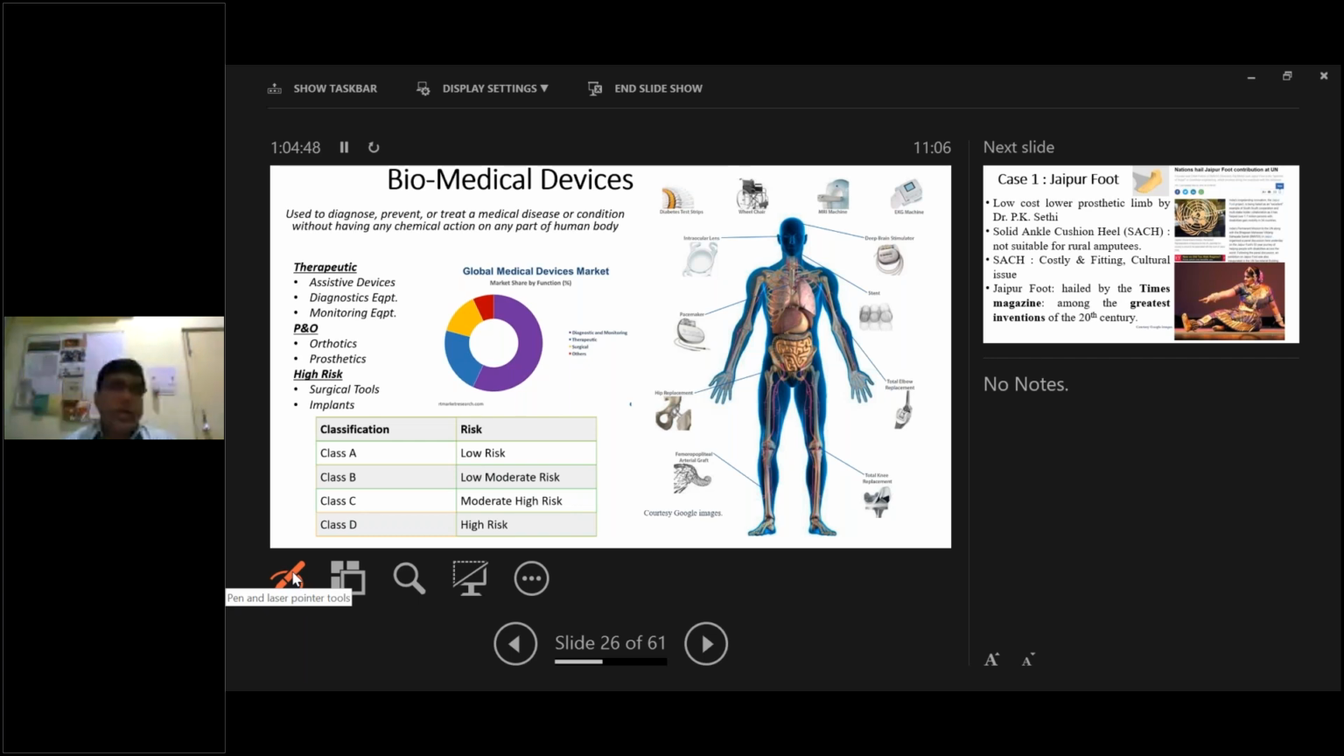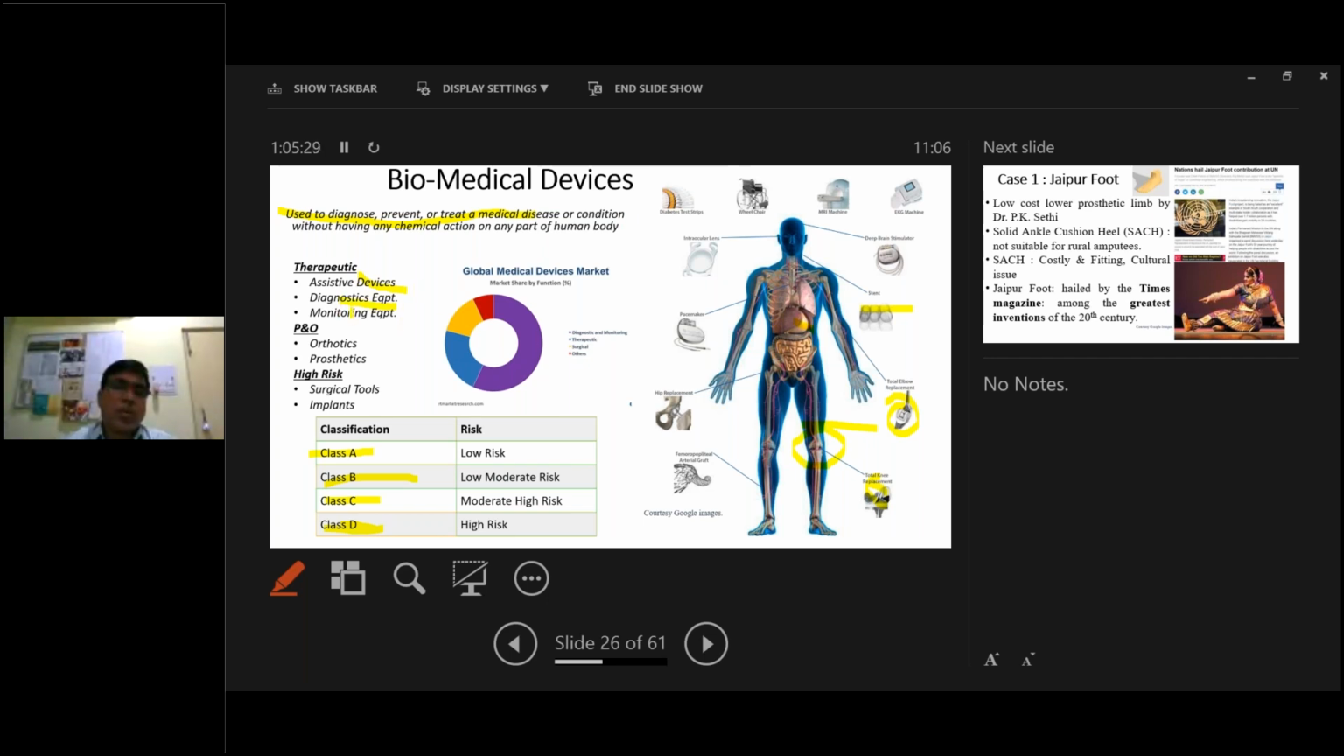Now look at this. There are devices which are like implants, used inside the human body. Not only this, people have classified these biomedical devices by whether they are low risk or high risk. If it is medium, class B, much higher, C, and highest risk, class D. So if it is an implant usually fitted in somebody's ankle joint, or a stent inside the arteries, then it is a class D implant.